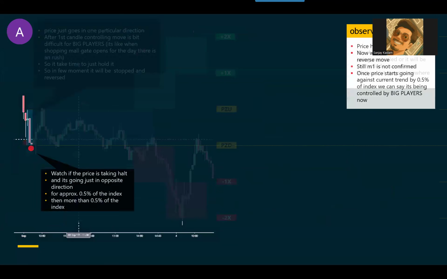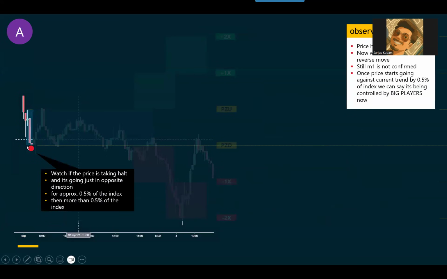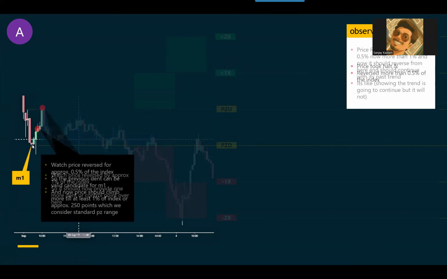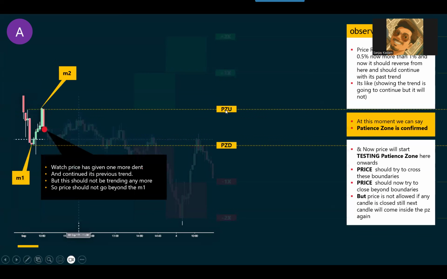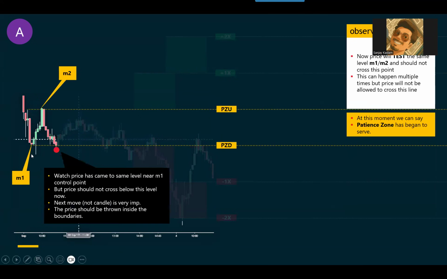Price started running to a certain point. So this is a chart. If you go to 3rd September 2019, when I created this slide, at 11:30, price was falling. Someone took control and pushed price upside, and then again someone took control at this point and pushed price downside. So the PZ upper boundary and lower boundary have formed. We got two control points, M1 and M2. M1 and M2 are nothing but control points at the minor time frame.